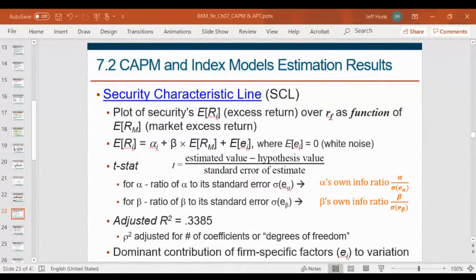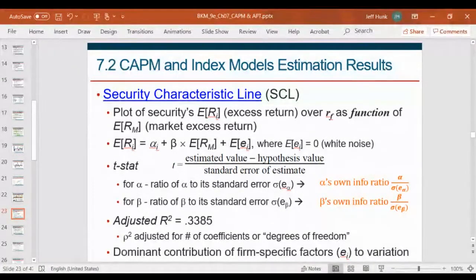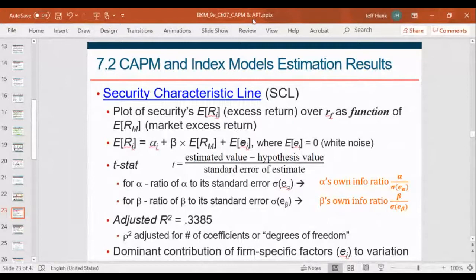Hello, welcome back. So continuing with the interpretation and the analysis of the regression result of Google's security characteristic line.